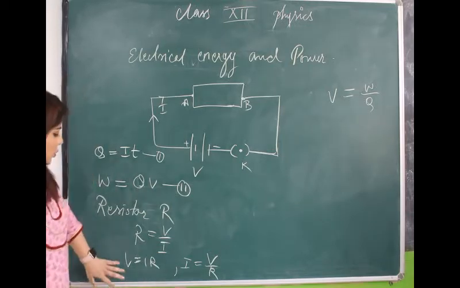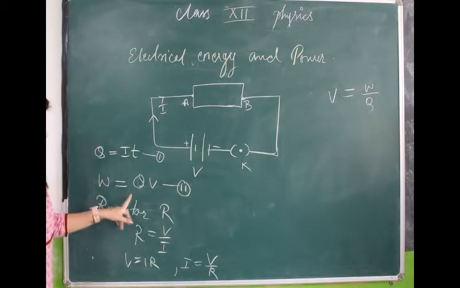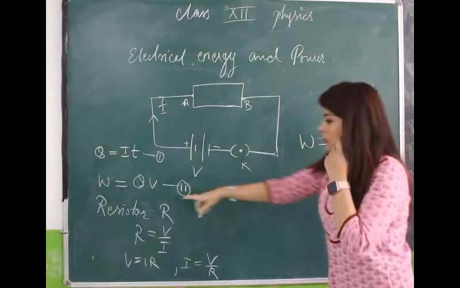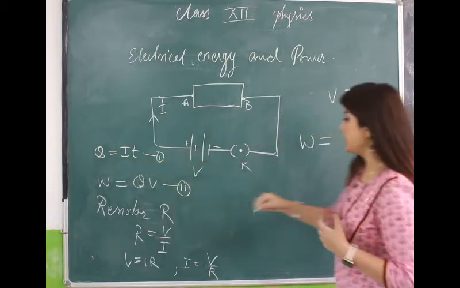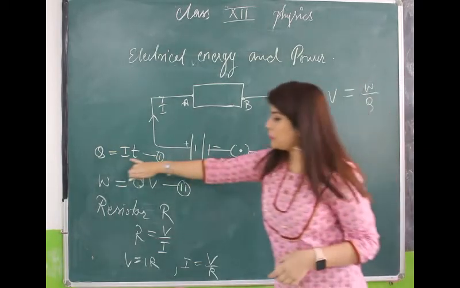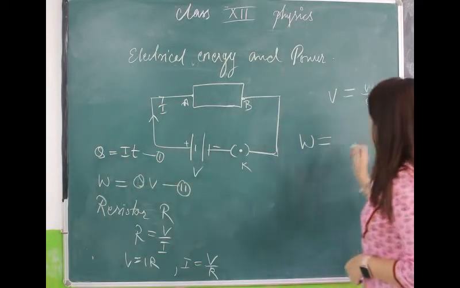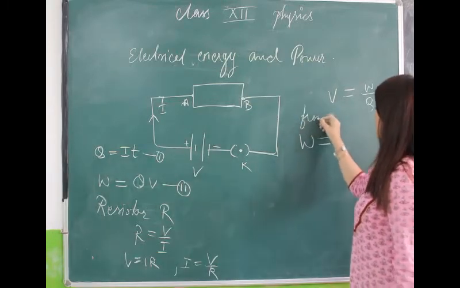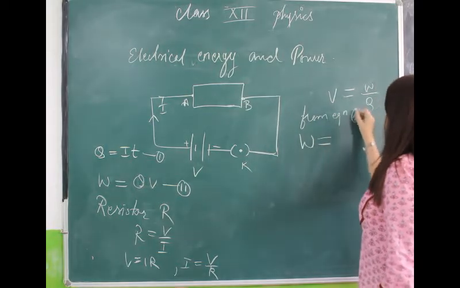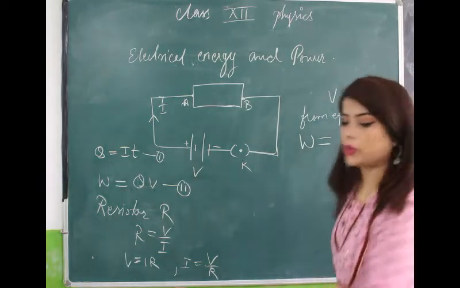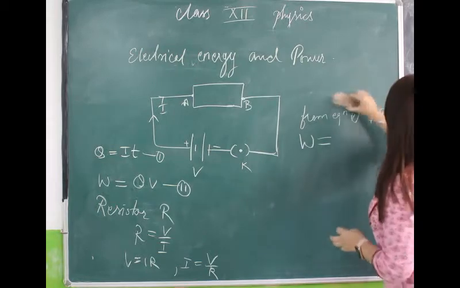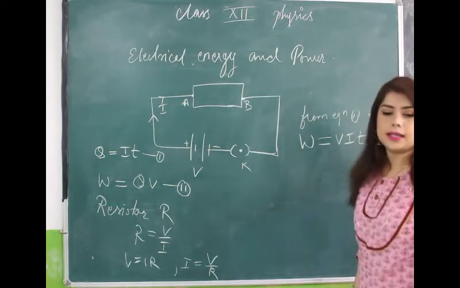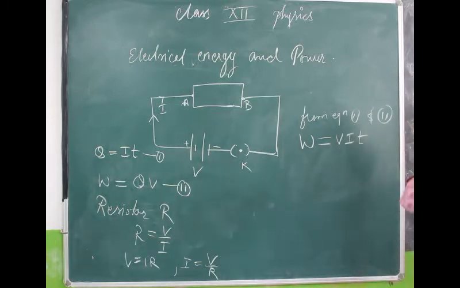So one by one, what we do is we put the value of V and I in this particular equation of W. What we know is W is equal to, in place of Q, I can write IT. So in place of Q, if I write IT, then from equation 1 and 2, what we can write is W is equal to VIT.